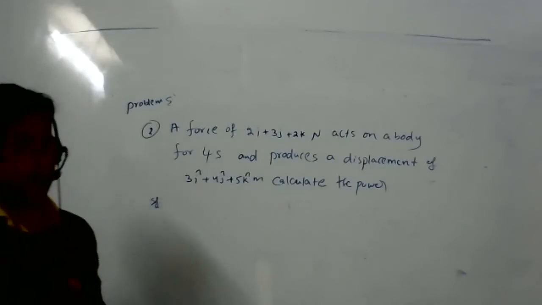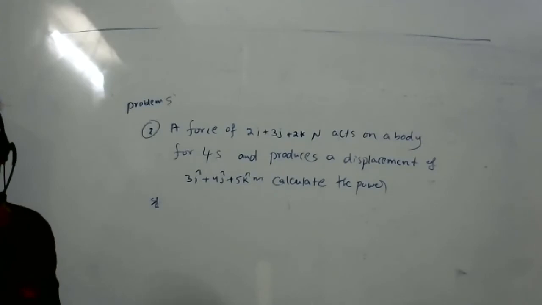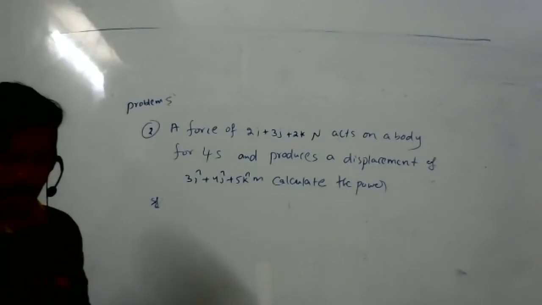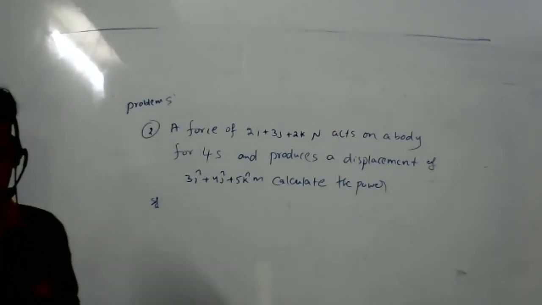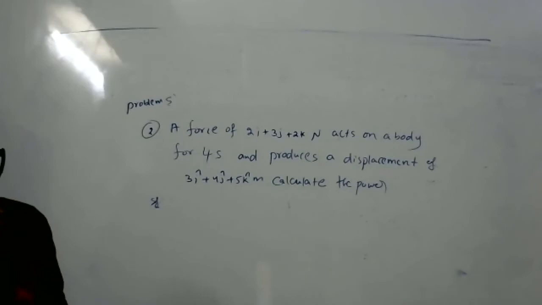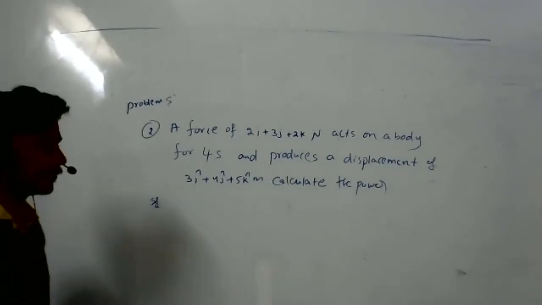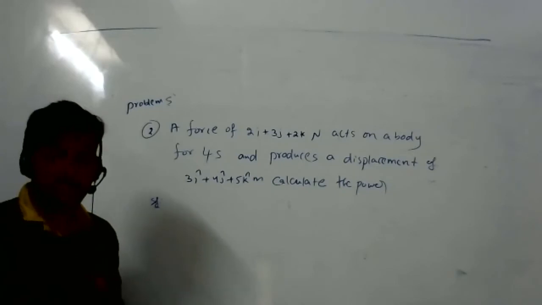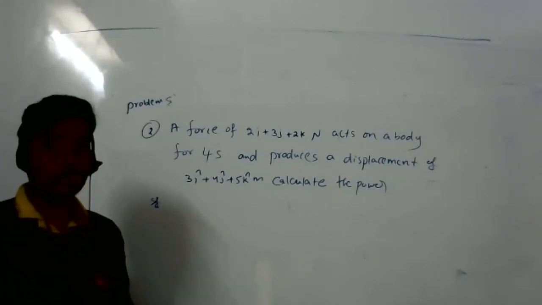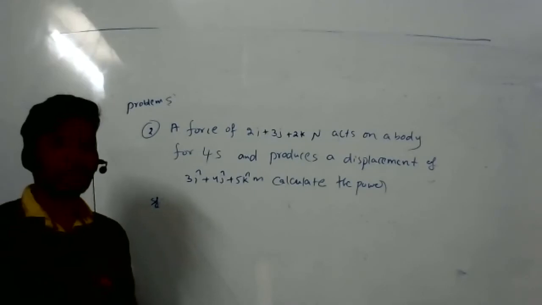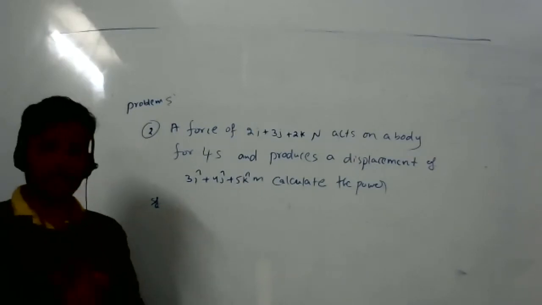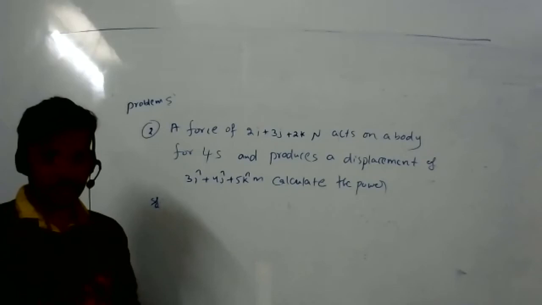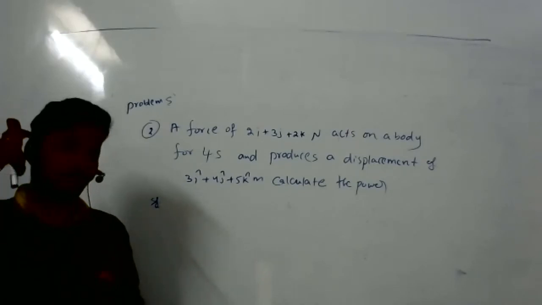28, Prashant? No, Prashant, it's a wrong answer. 28 divided by 4 is 7. Power is 7. So 7 Newton per second. Force into displacement, so it should be joule per second, right? Not Newton meters per second. Power is joule per second.